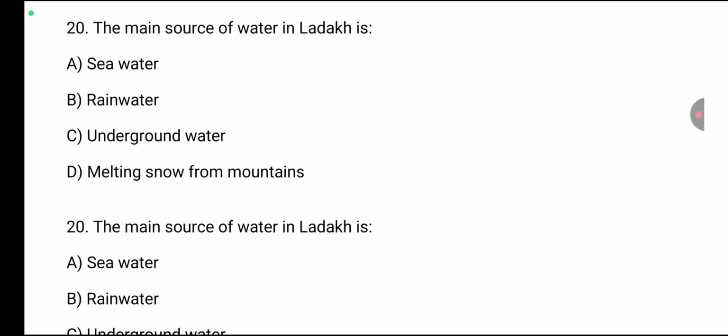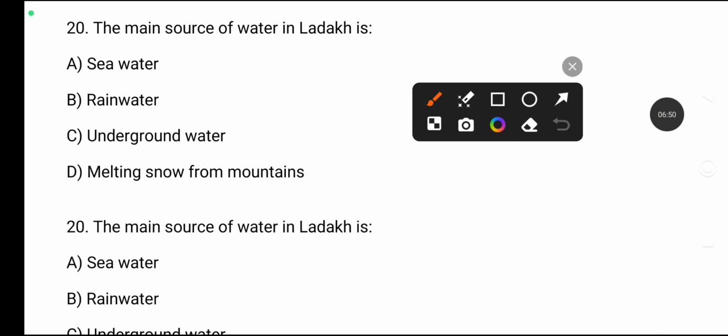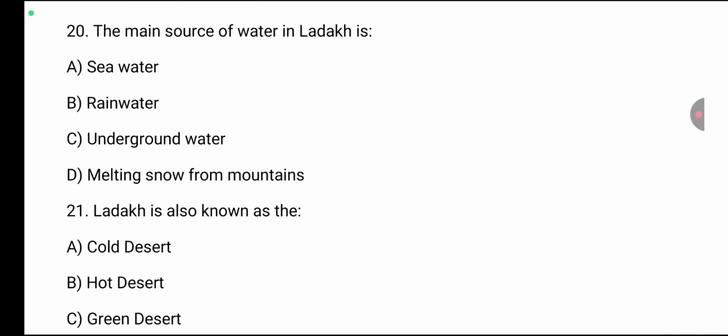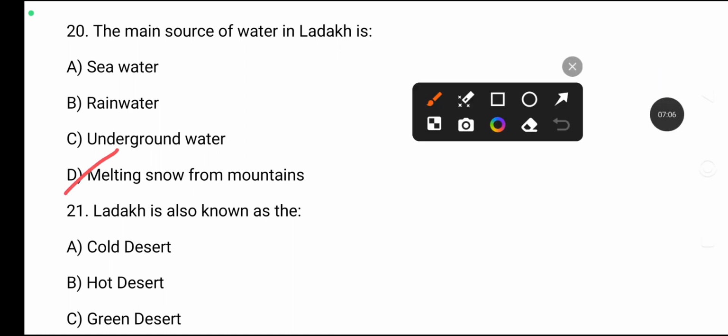Now moving on to question number 20. The main source of water in Ladakh: seawater, rainwater, underground water, melting snow from the mountains. The answer will be D, melting snow from the mountains.